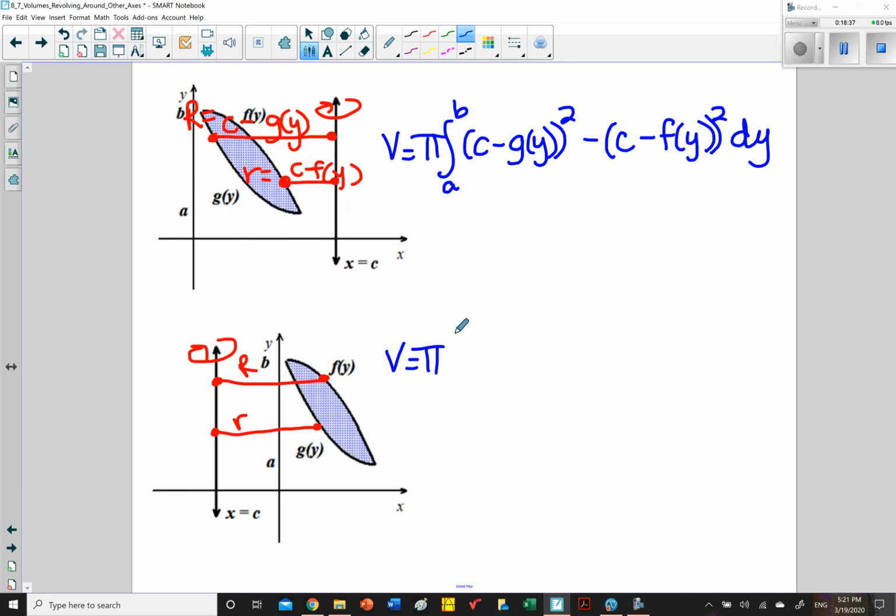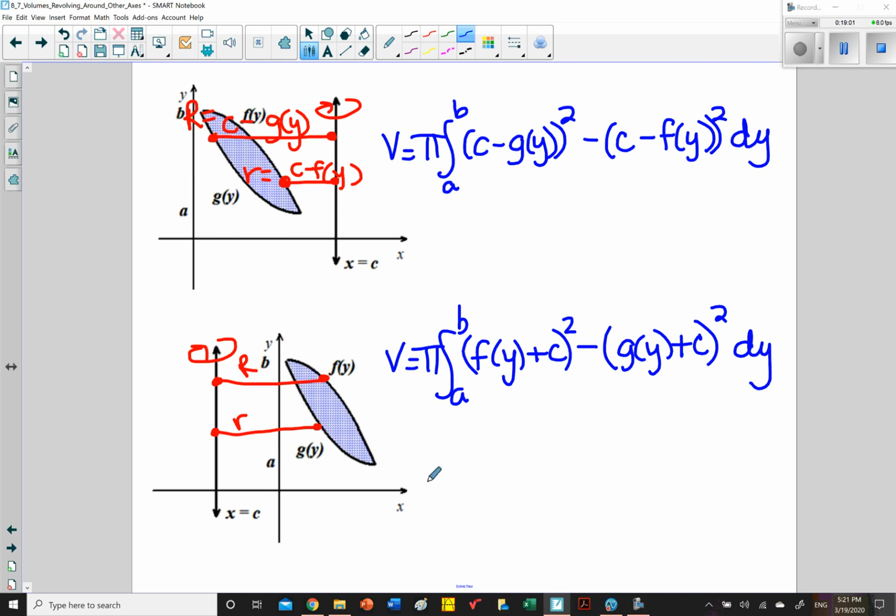The volume goes from A to B, and the outer radius is f of y minus negative c, minus a negative, squared, and the g of y minus a negative c squared in terms of y. So there's the 8 possible combinations of revolving around an axis. So it's top minus bottom, or right minus left, or outer minus inner, whichever way your brain gets it wrapped around there.